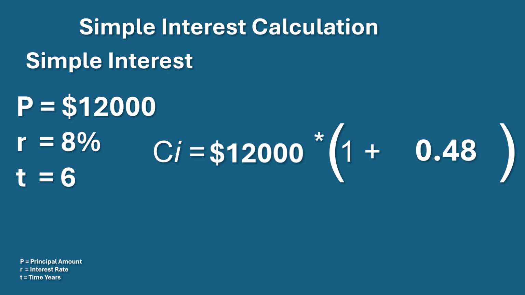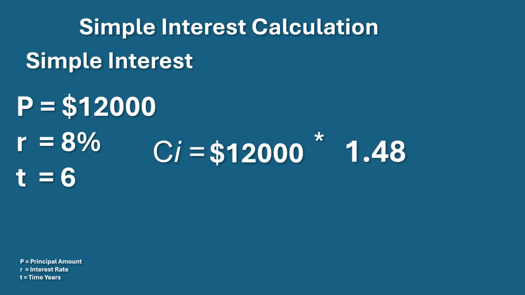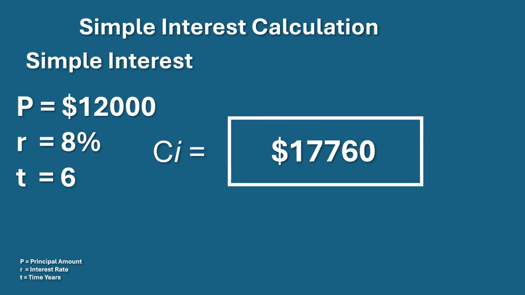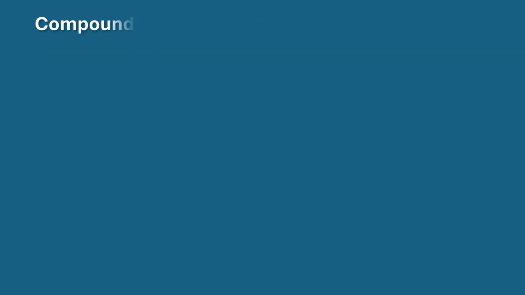Then add 1. 1 plus 0.48 equals 1.48. Now multiply this factor by the principal amount. $12,000 multiplied by 1.48 equals $17,760. So, after 6 years, the total amount, including simple interest, is $17,760. Now, let's calculate compound interest.